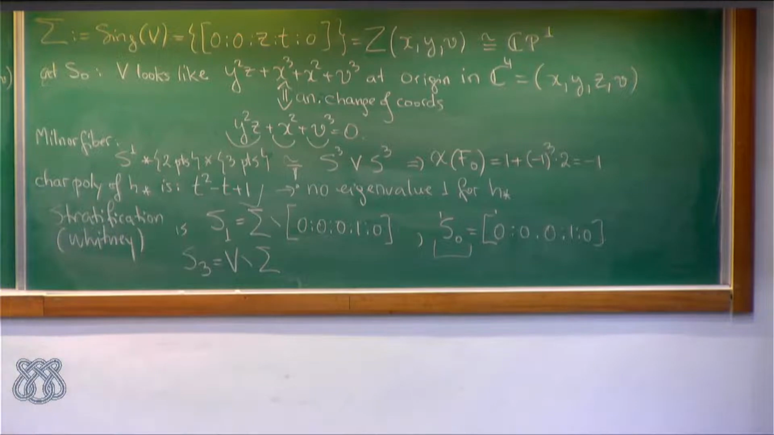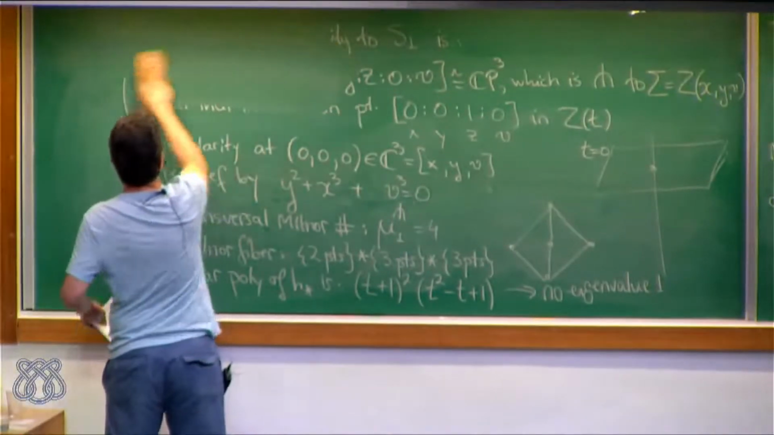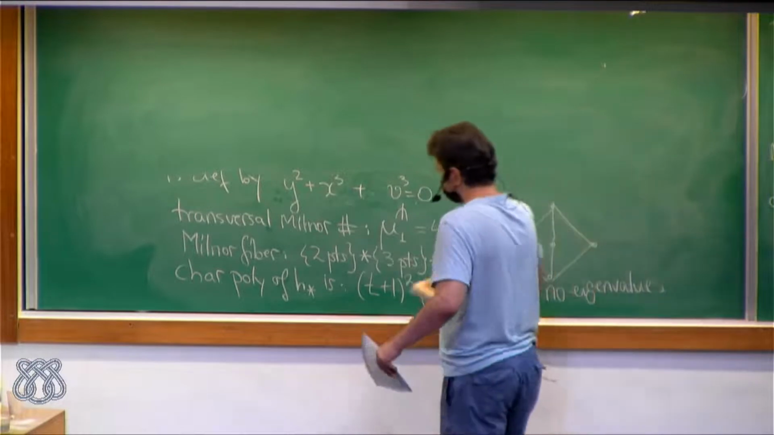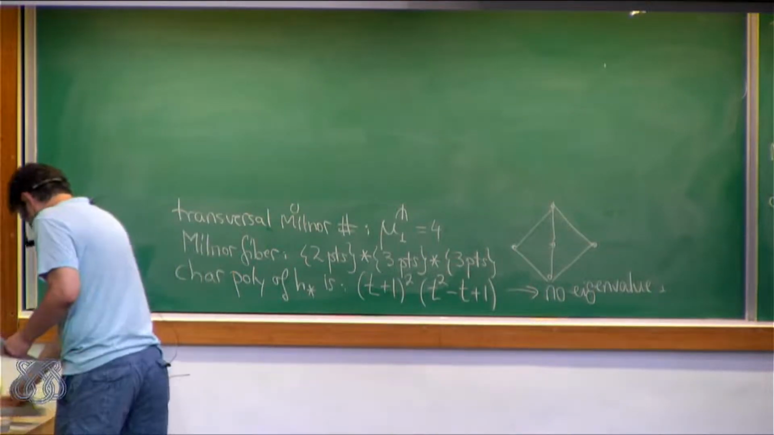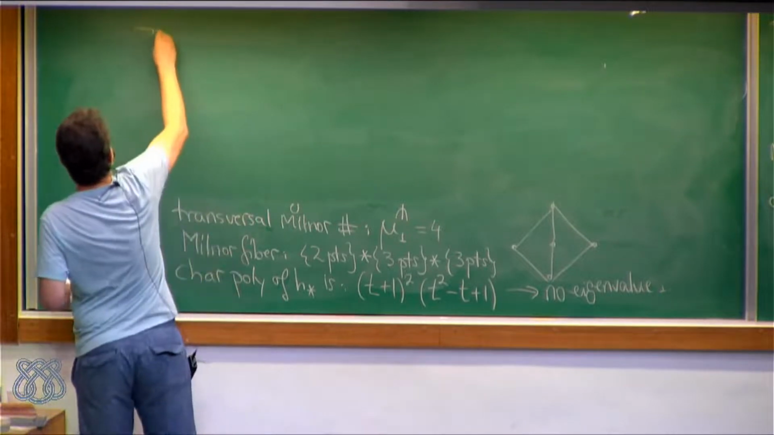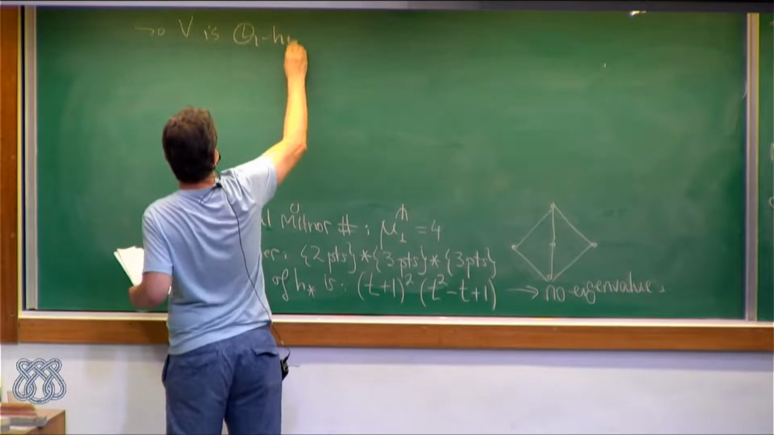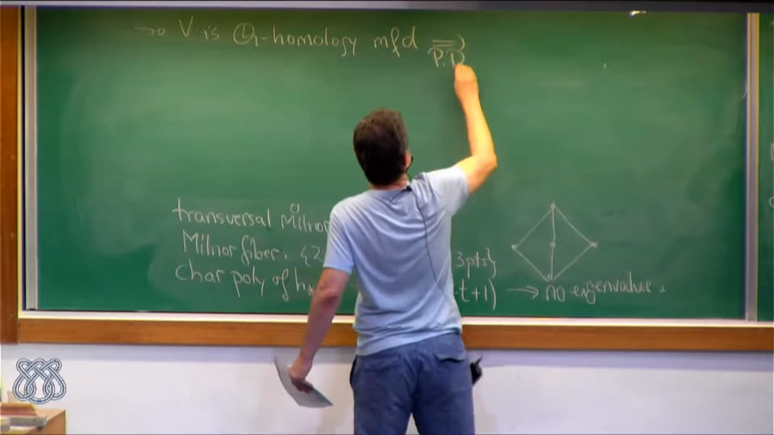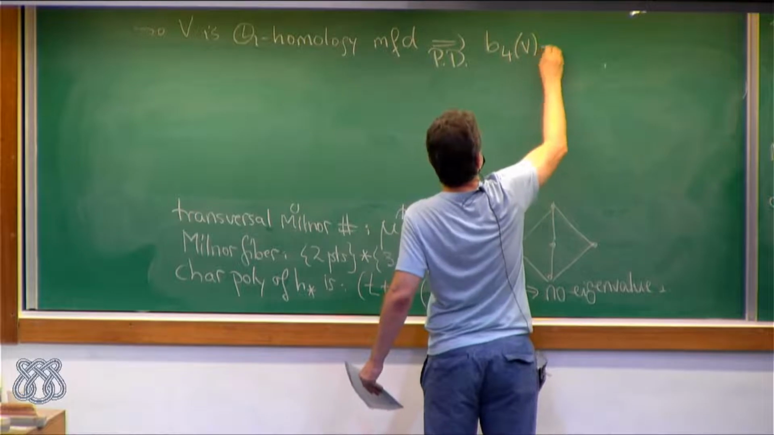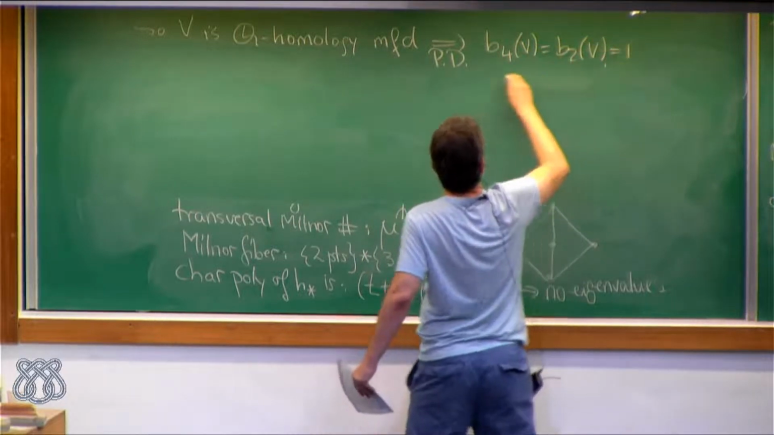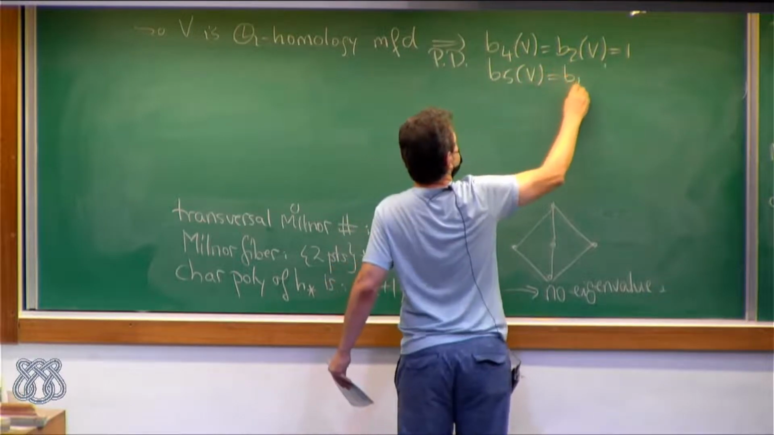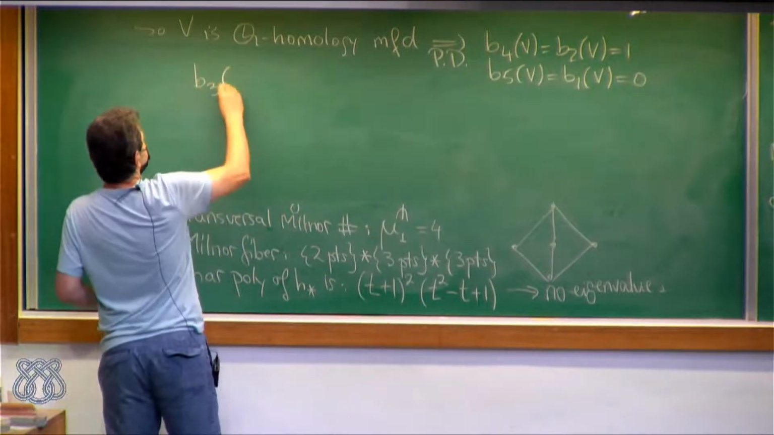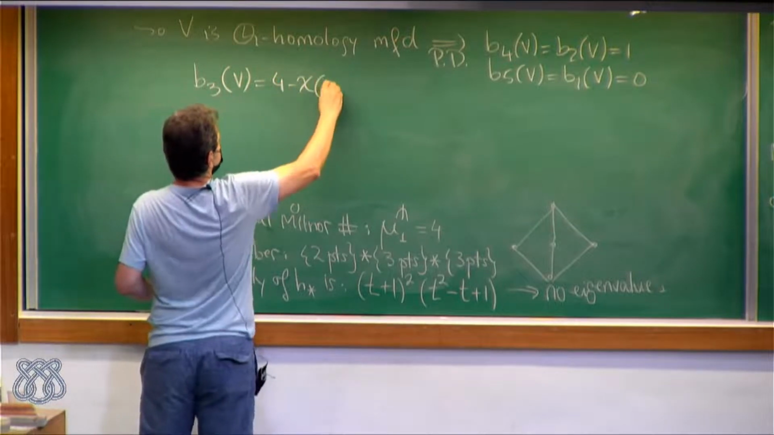And now I can actually put things together. And it takes me 3 minutes, and I'm done. Okay, so V is a rational homology manifold. So then by Poincaré duality, we have that B4 of V is the same as B2, which was 1. B5 is the same as B1, which is 0. And the only thing that's left is B3. And B3 is 4 minus the Euler characteristic of V.